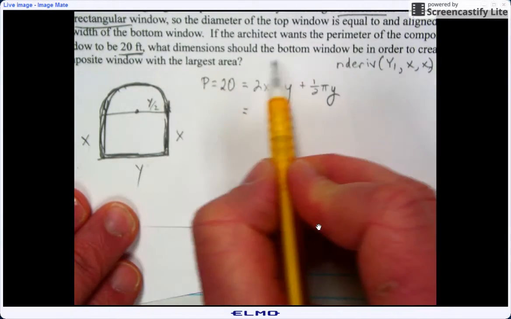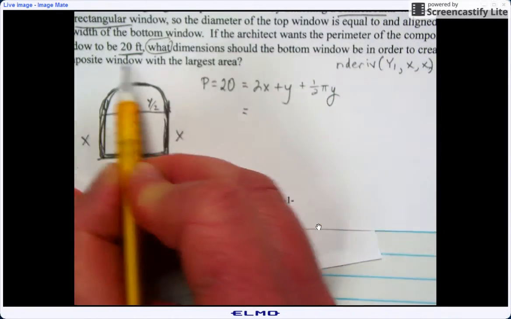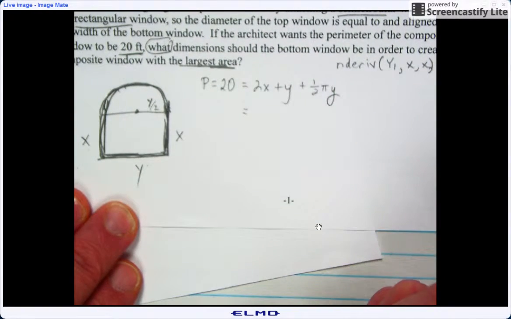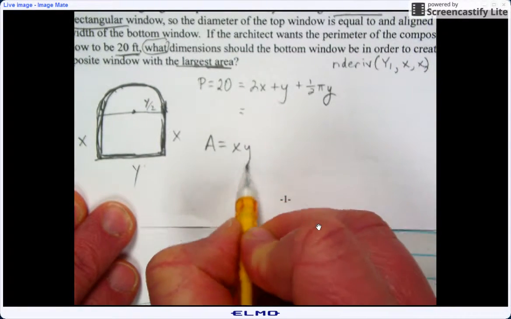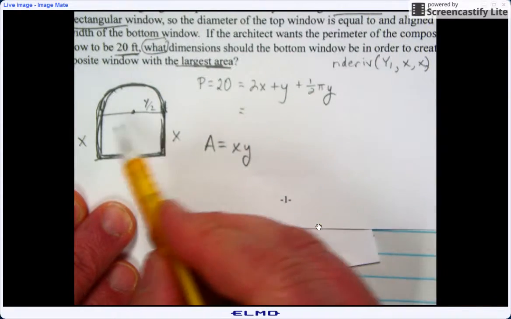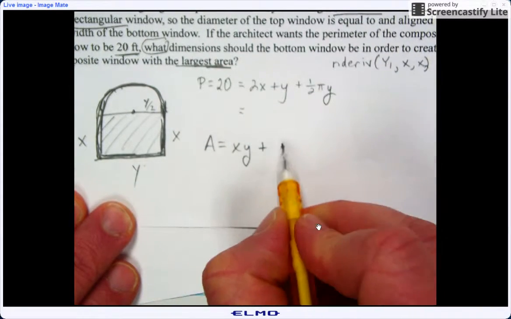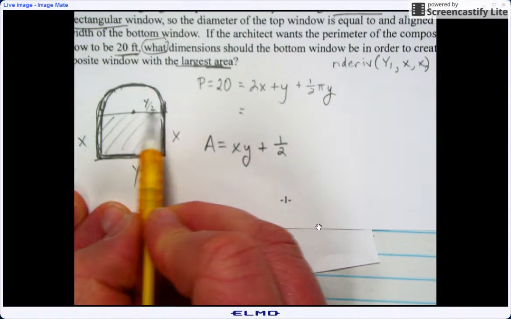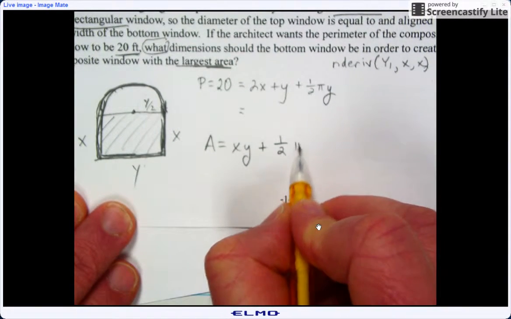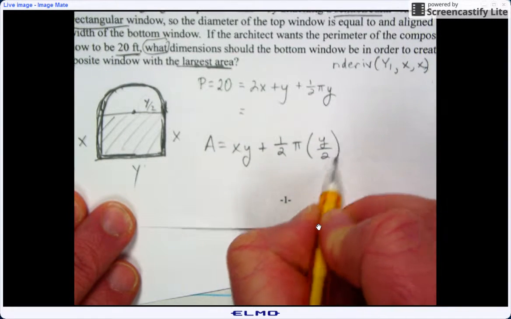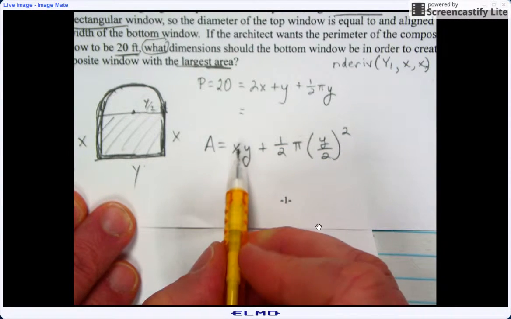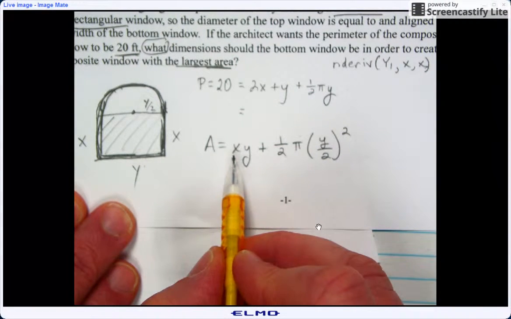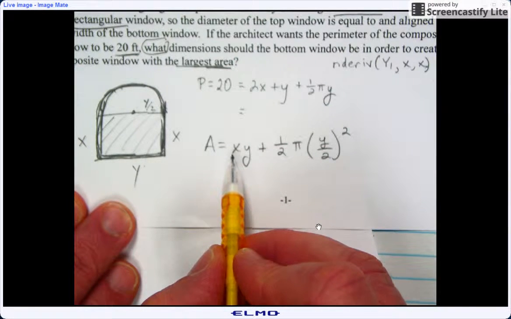The other equation we're going to have: what dimensions should the bottom window be to get the largest area? So our second equation is area equals xy, that's the rectangle, plus half of the circle, so half of pi r squared. Again, I think it makes it easier to solve for x if you only have to substitute that nasty thing in one time. It is going to be nasty.